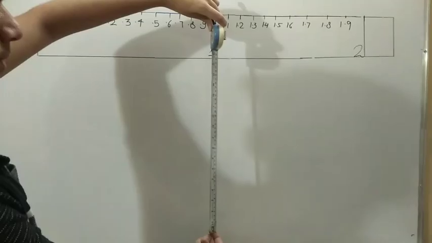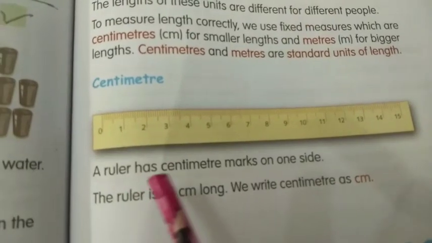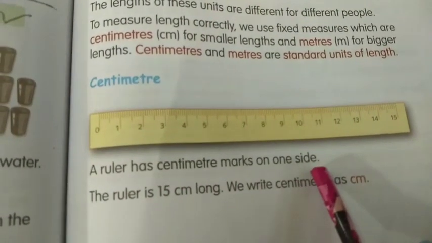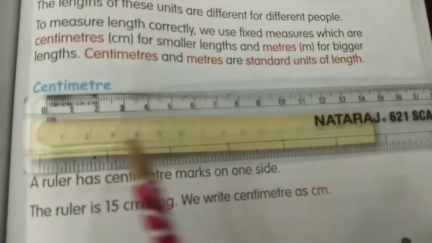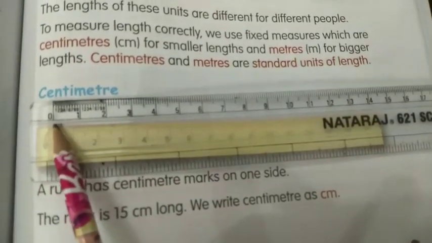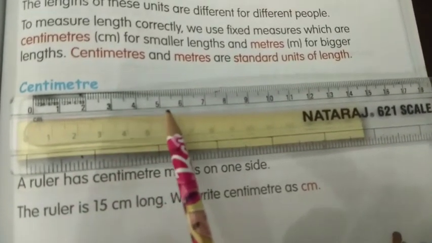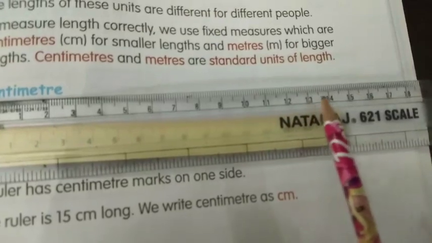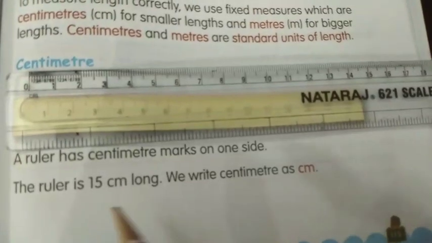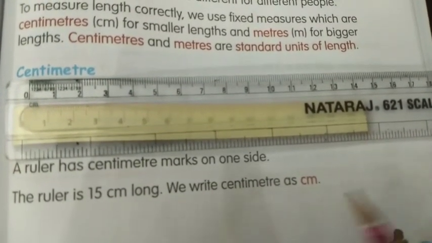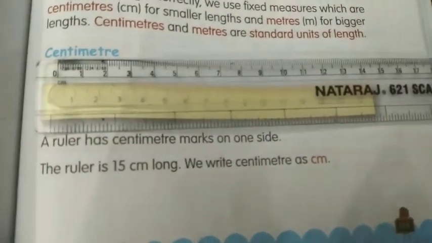Okay, now we will talk about centimeter. A ruler has centimeter marks on one side. Okay. You have a small scale at home, so that is 15 centimeter long. These are centimeters. 0 to 1, then 2, then 3, then 4, then 5, 6, 7, 8, 9, 10, 11, 12, 13, 14. Okay. So, the ruler is 15 centimeter long. We write centimeter as cm. Now, I will show you how to place the ruler to draw the line.